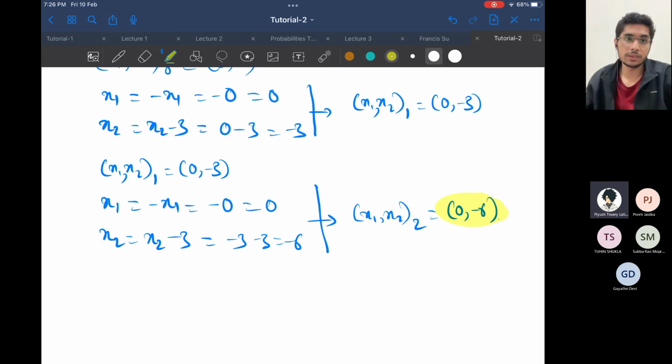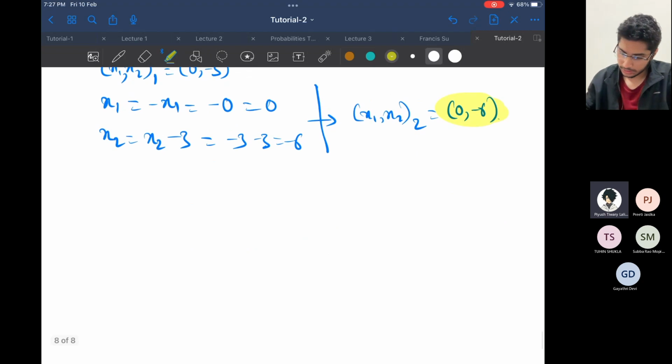And do we have that option? Yeah, we do have that option. The first option is 0 comma minus 6. Okay, so I hope this was clear. So this was the third question.